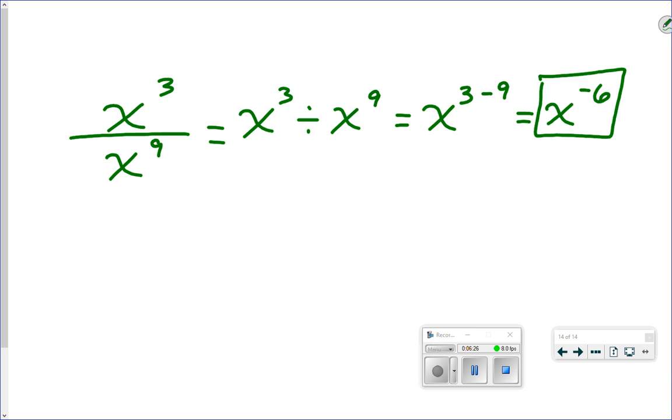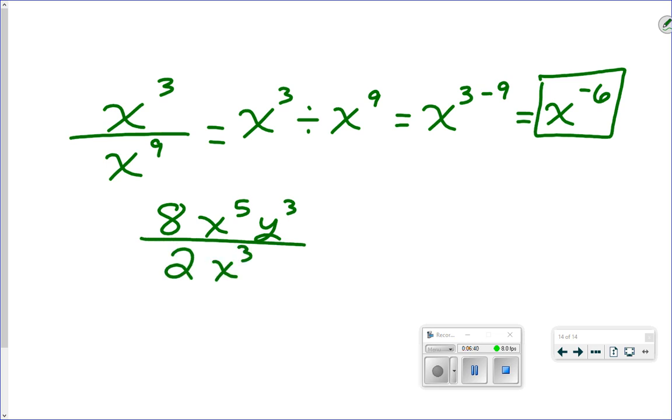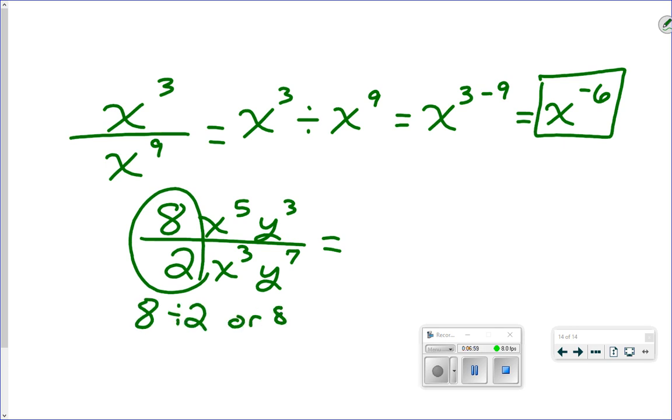Now, sometimes you'll have things with numbers. Actually, let me do a different number than that. Let's try 8x to the 5th power, y to the 3rd, over 2x to the 3rd, y to the 7th. So same rule applies. We're dividing, but we can only use the quotient rule on things that are the same base. So the x's with the x's, the y's with the y's. As far as the 8 over 2 goes, that still means the same as 8 divided by 2, or 8 over 2 as a fraction.